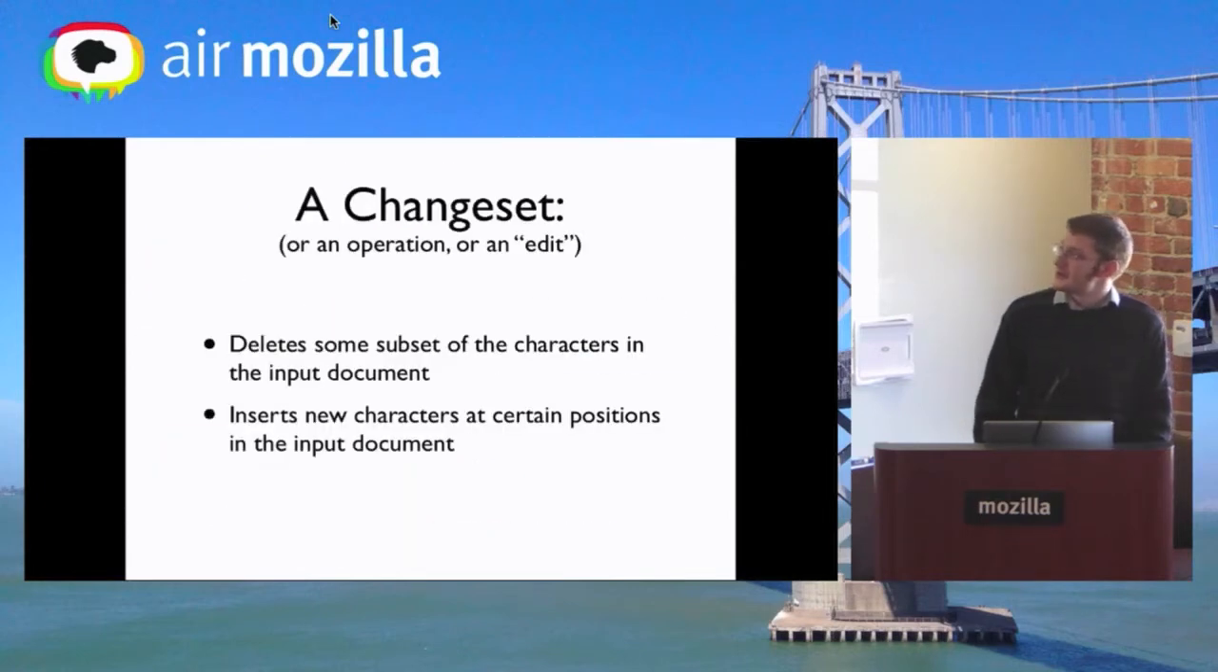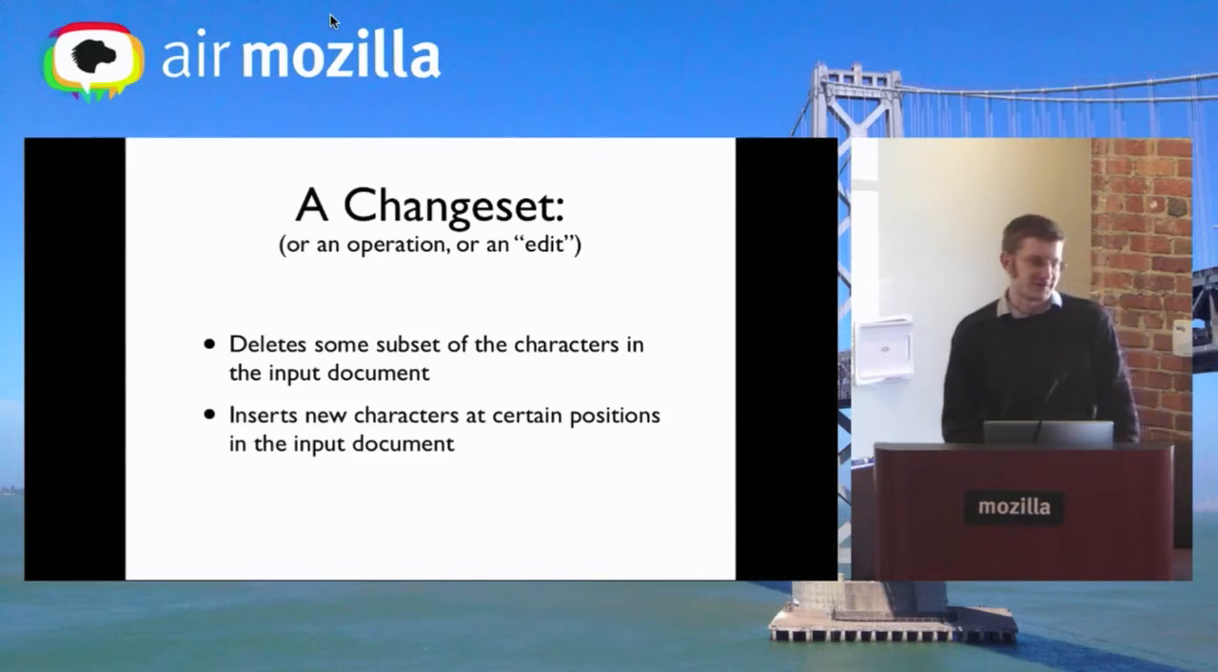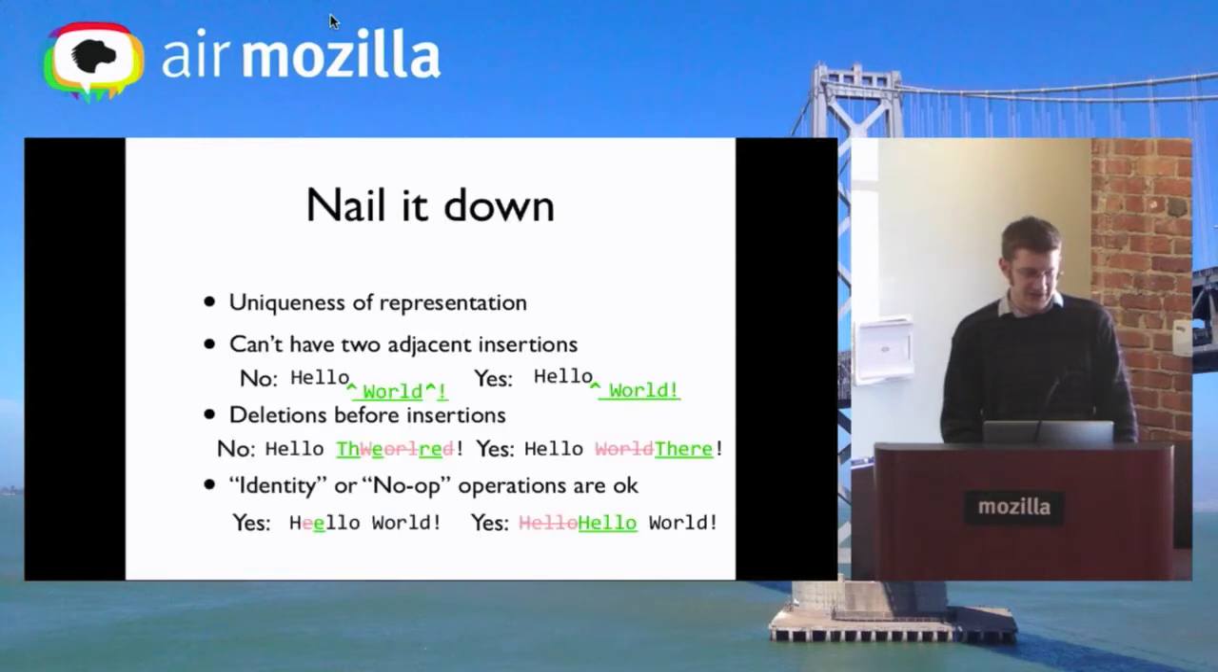So a change set, which I also sometimes call an edit. You could also call it an operation, which is consistent with the terminology of operational transforms. It deletes some subset of the characters in the input document, and it also inserts new characters at certain positions in the input document. Now, to make that precise, we can nail that down more, because what we're looking for is uniqueness of representation. Another way to say this is what change sets are the same and what change sets are different.